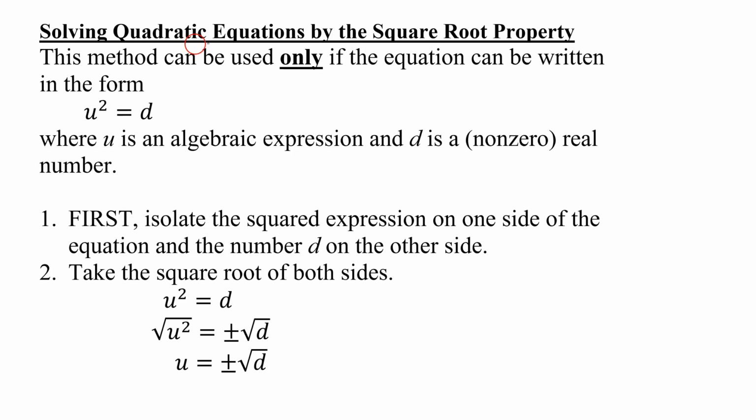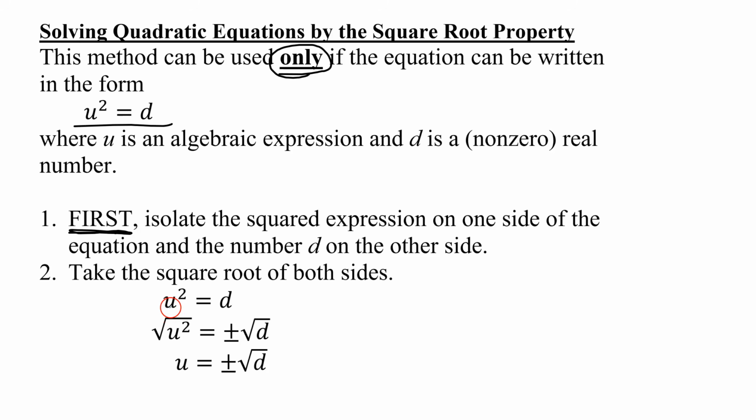So solving a quadratic equation by the square root property. This method is a quick method, but it can be used only if the equation can be written in the form u squared equals d, where u is an algebraic expression and d is a non-zero real number. So in these cases, the first thing we have to do is isolate the squared expression on one side of the equation and the number d on the other. So it looks like this.